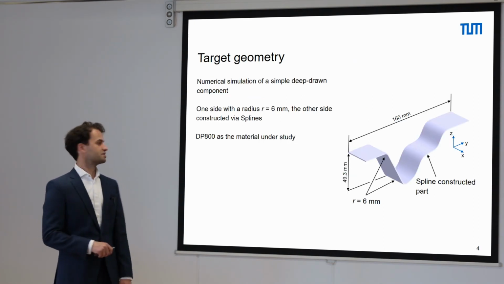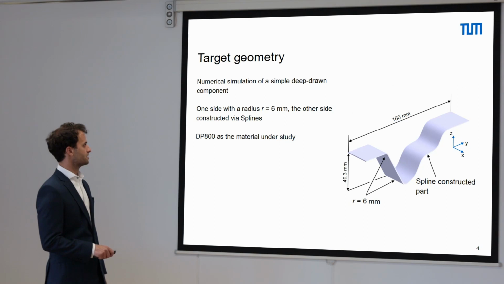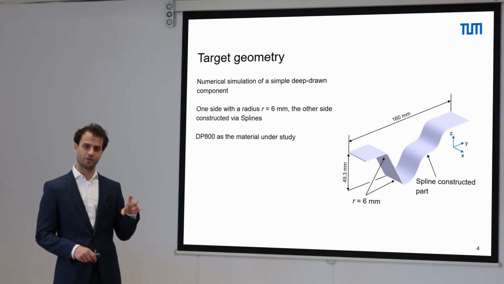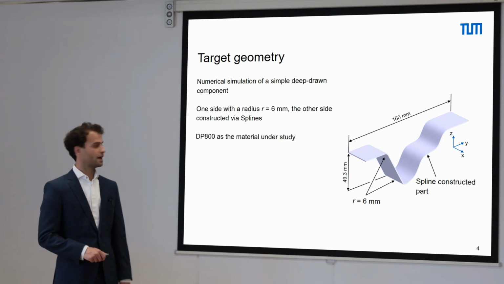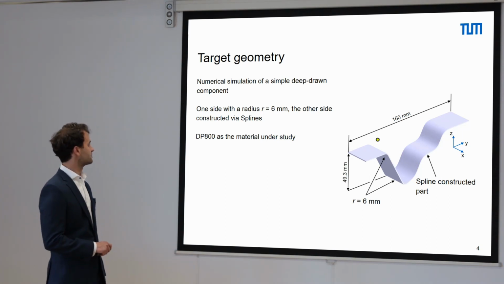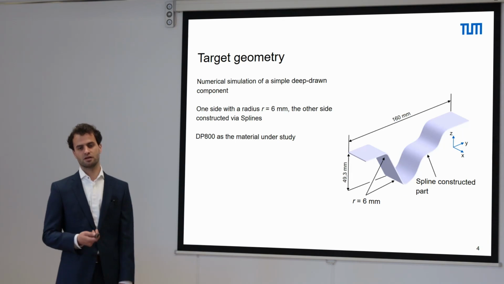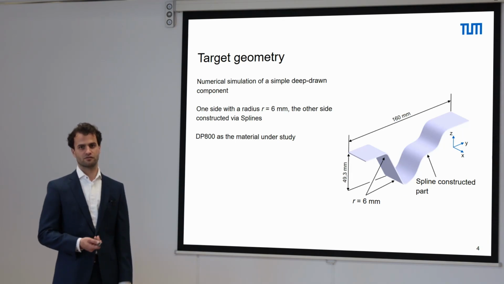So this is the target geometry you can see on the right-hand side, with a length after the forming process of around about 160 millimeters, and a depth of around about 50 millimeters. And it's a very simple deep drawn part, but here the radii R6 here and here are typically used in the automotive sector.